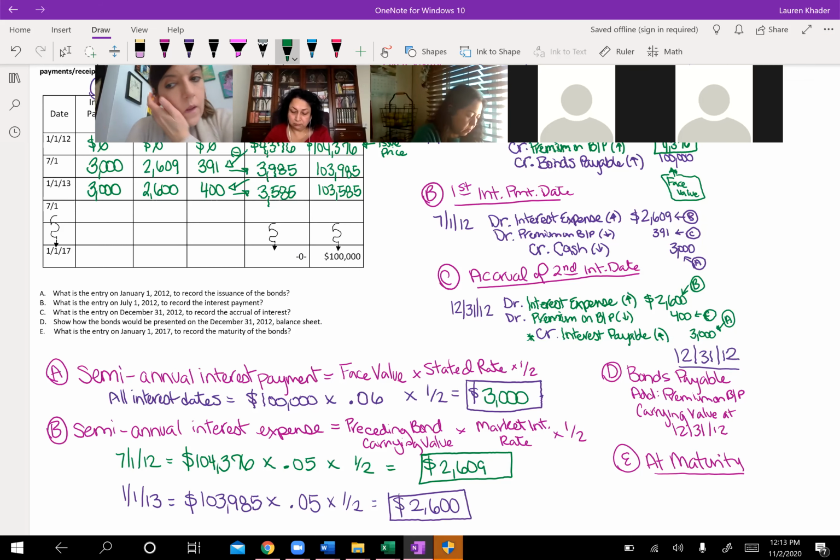In the balance sheet, what we're going to see is bonds payable of 100,000, which is face value. We're going to add in our premium on bonds payable, the balance as of December 31st, which is 3,585. So our carrying value at December 31st is 103,585.